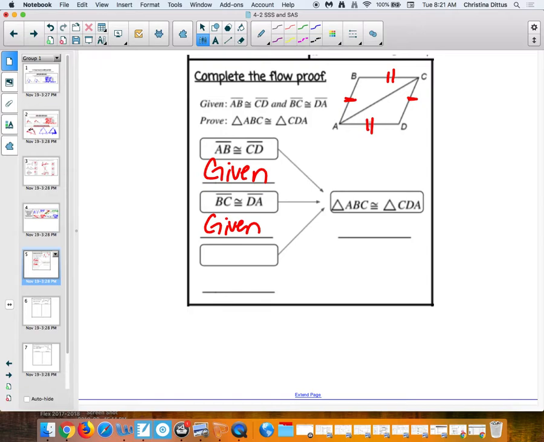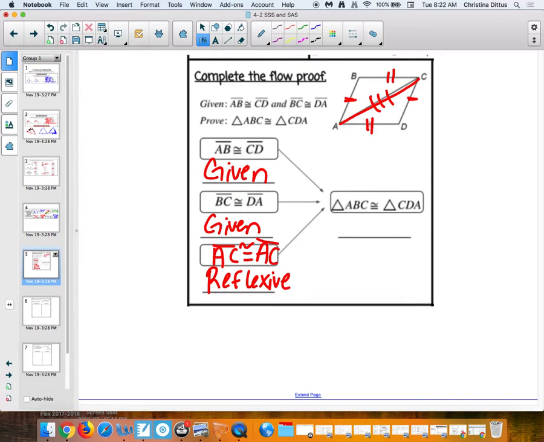So here, what should I put? If I want to use this, what was the next info that I would need? The middle line is congruent to itself, right? So if we say AC is congruent to AC, because they share, remember whenever they share, just write it down twice. What was that thing? Reflexive.